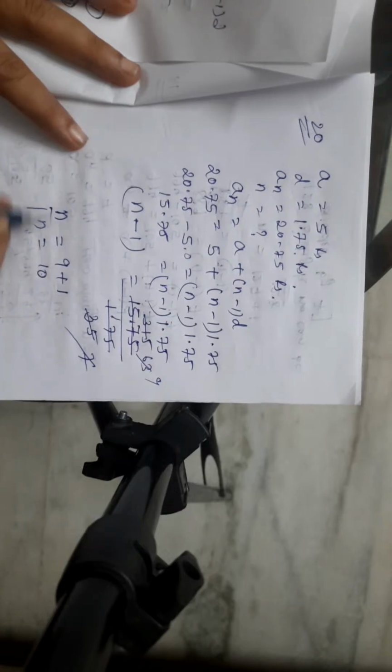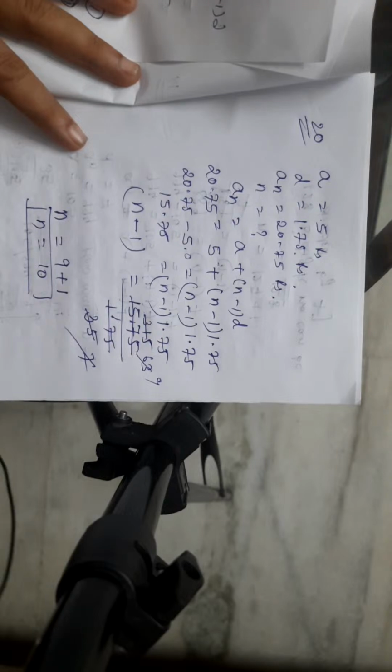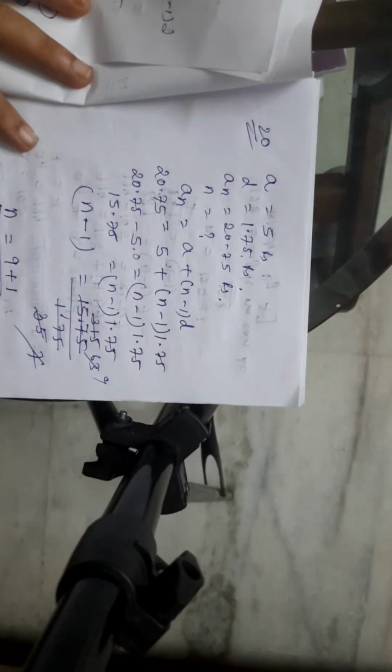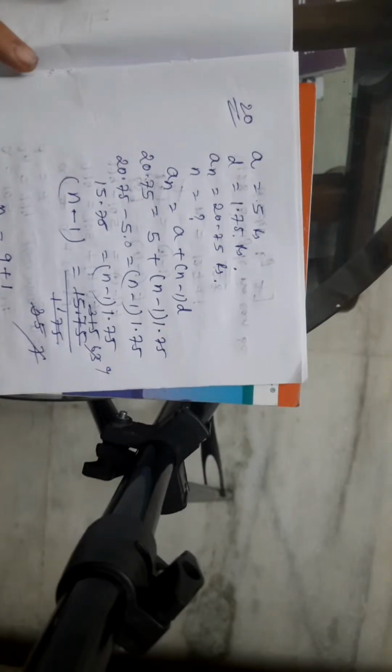So that was the final question: what is the value of N where the first term is 5, the common difference, and AN were given. So this is what we completed with this exercise. Now 5.2 is fully done.